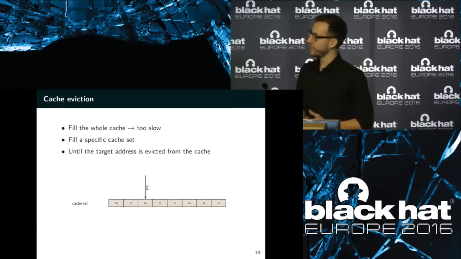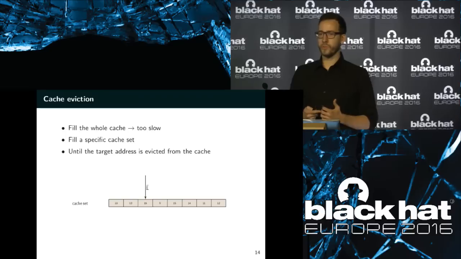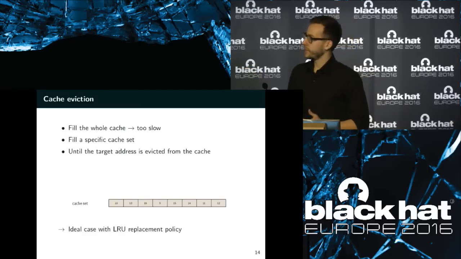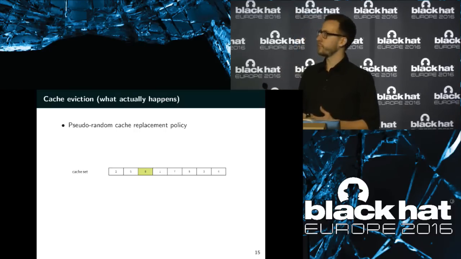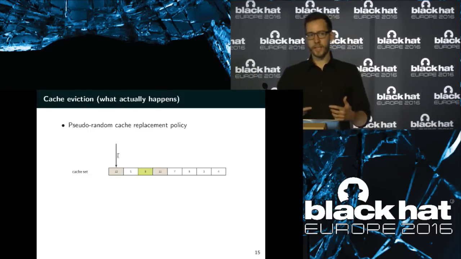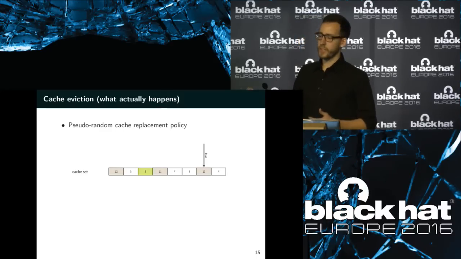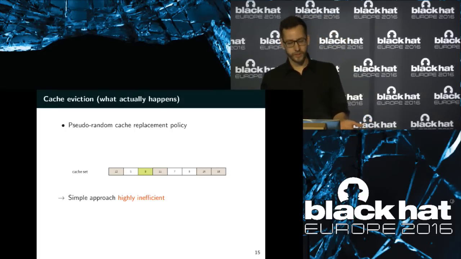Sounds easy? It is easy, but it's only the ideal case, if we have a least recently used replacement policy on the cache. But in real life, we don't have that, because we have a pseudo-random replacement policy. And when we do the same thing again, just accessing addresses, it may happen that we just evict the address we have just loaded into the cache. So in the end, our target address will still remain in the cache. And so this approach is also highly inefficient.